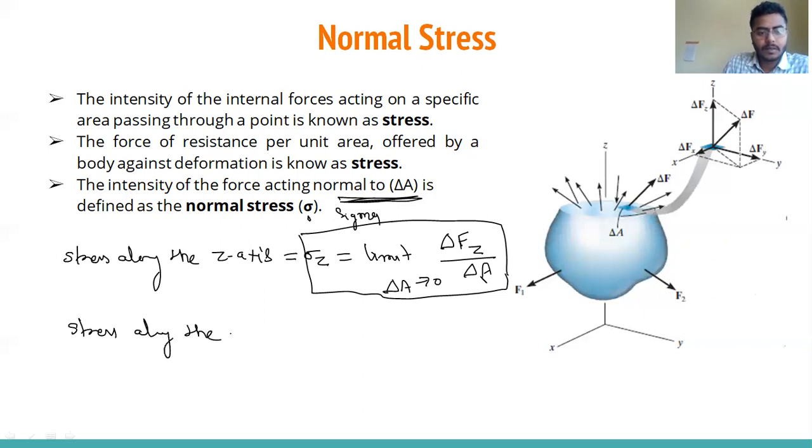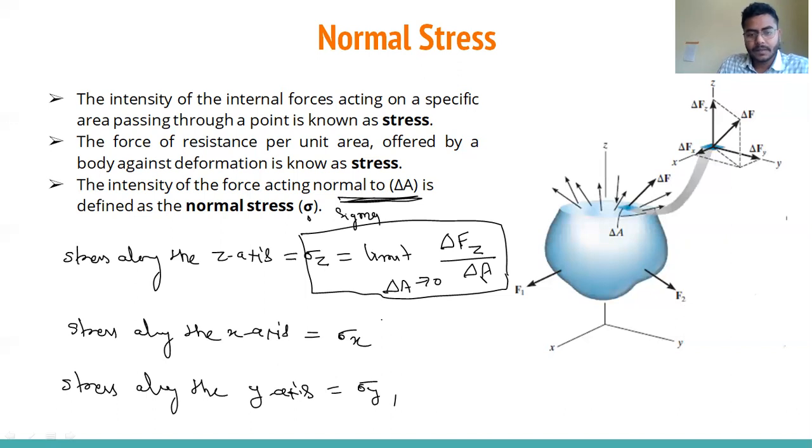When the stress is along the x-axis, we will write sigma x. When the stress is along the y-axis, that is sigma y, right? So we can denote normal stress by sigma. So the intensity of force acting normal to delta A or a specific plane is defined as normal stress.